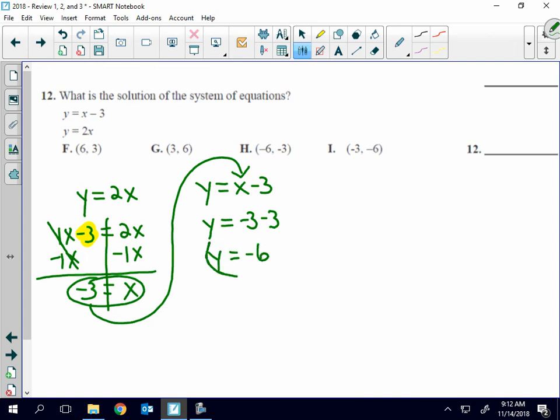So we have our x and y, and we write that as an ordered pair, negative 3, comma, negative 6. And the only one that looks like that is I.